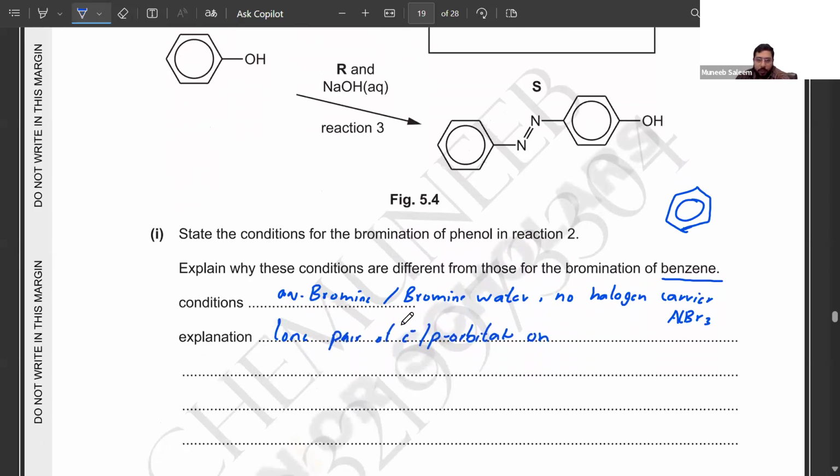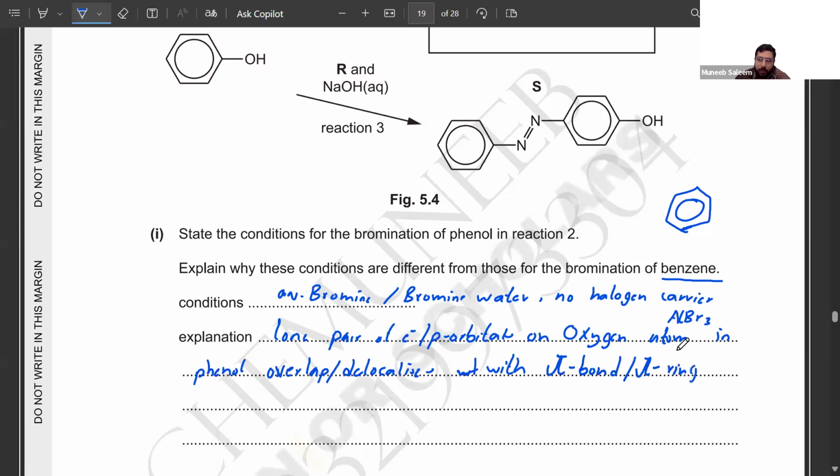In case of the phenol, we have to discuss the phenol first. The lone pair of electrons on the oxygen atom in phenol overlaps. You can say that it overlaps, or you can say delocalizes, with the pi bond or pi ring system. That's the reason that it gives a delocalization phenomenon here, which makes it more stable.